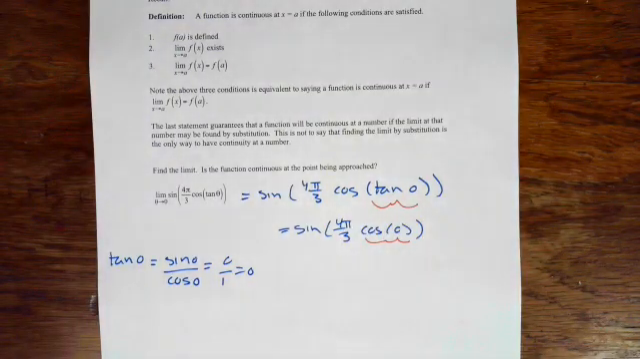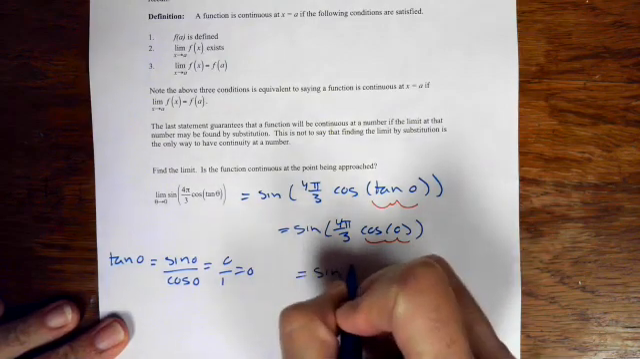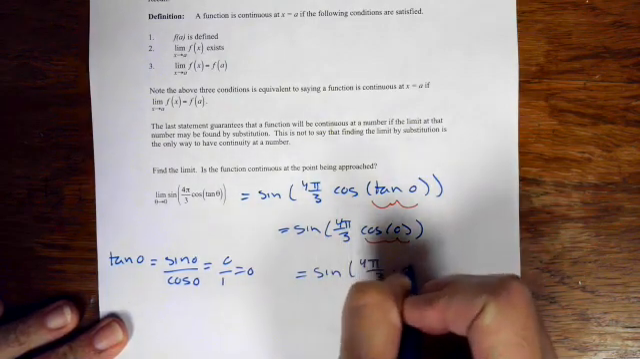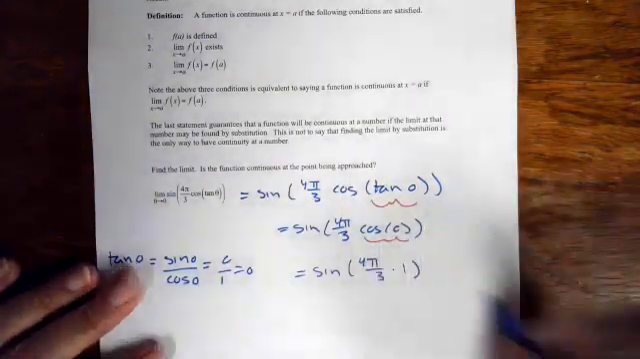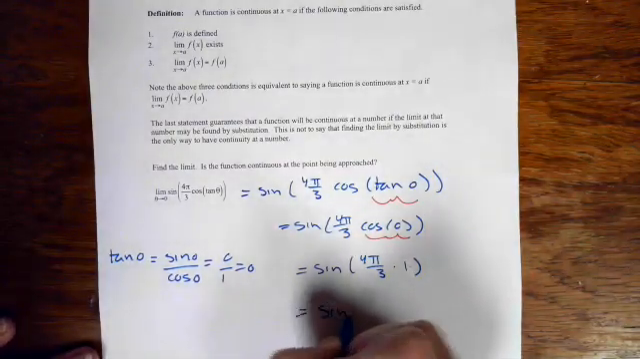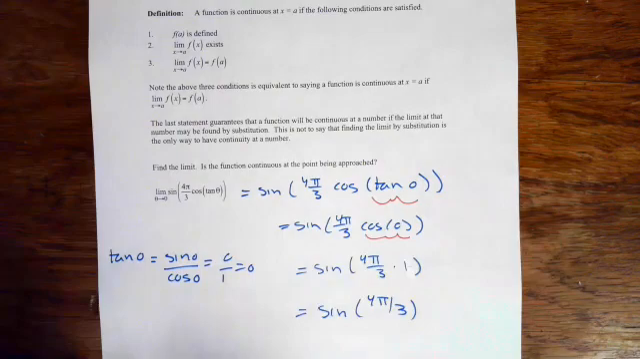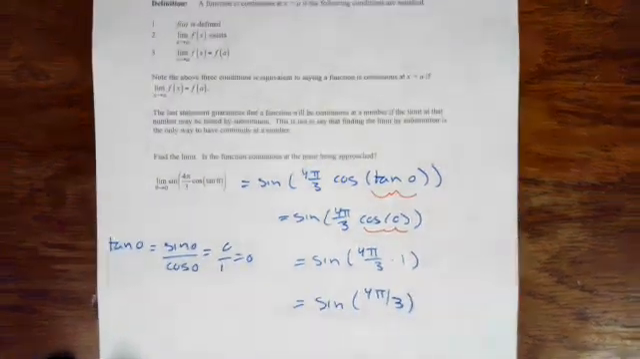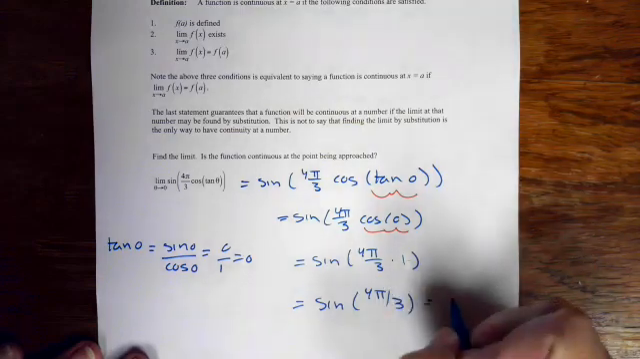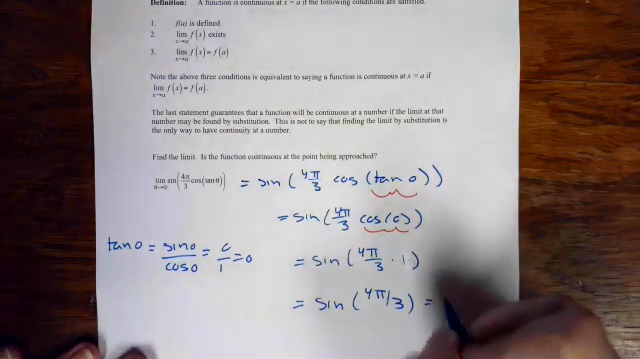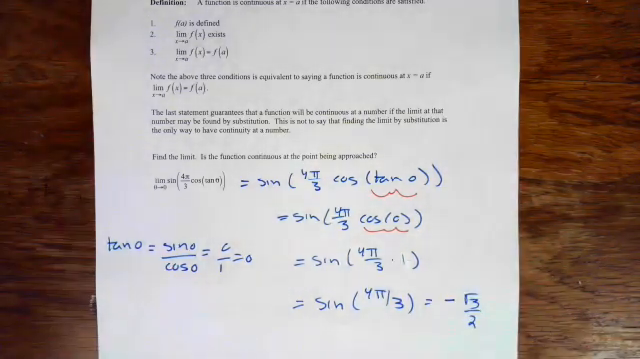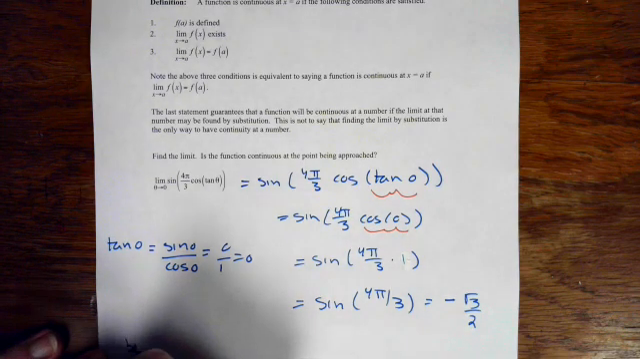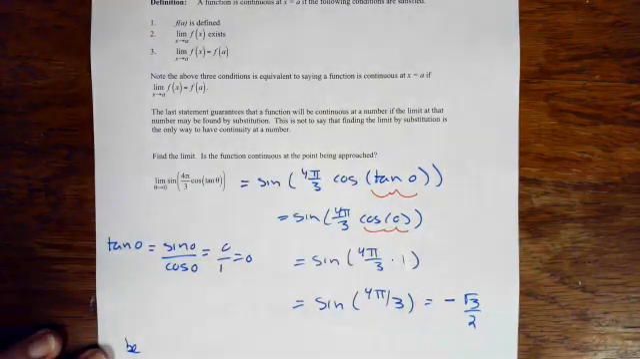Then you figure out cosine of 0. Cosine of 0 is not 0, it's 1. So then I have sine of 4 pi over 3. And then you just figure out what sine of 4 pi over 3 is. Sine of 4 pi over 3 is in the third quadrant. Sine is negative in the third quadrant, and sine of 4 pi over 3 is negative square root of 3 over 2. So there's my limit. And then the second question: is the function continuous at the point being approached?